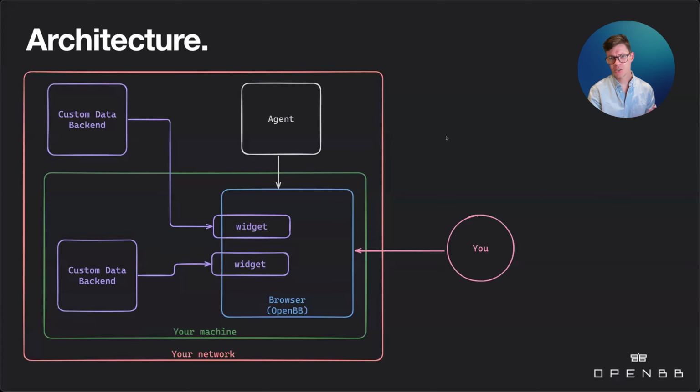So this is what the architecture kind of looks like. Here, a human can be interacting with the browser, either on your machine or on your network. You have a custom data backend, which you can connect to OpenBB Workspace, and it comes in the form of a widget. This is the way we map data sources into UI elements that you can interact with. And the same thing applies to an agent. The agent can either be running on your machine or your network, and it will interact with the browser and then get access to all of this data.